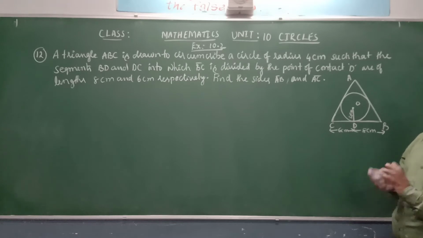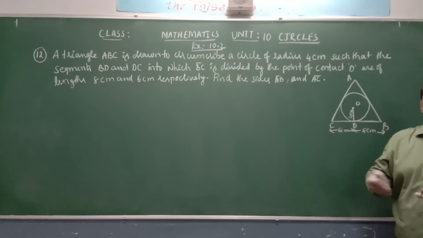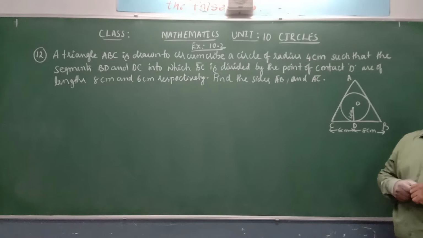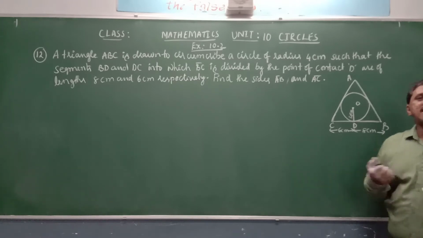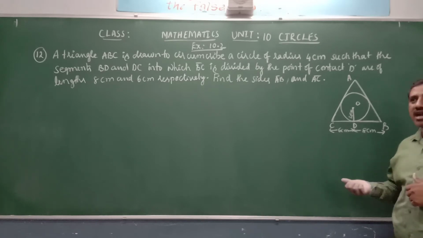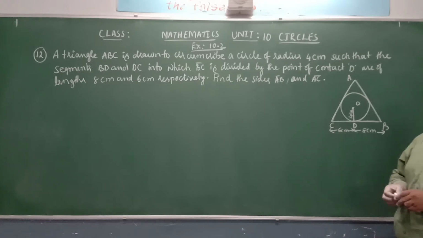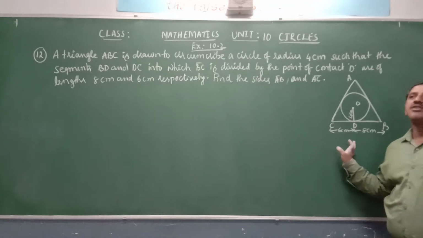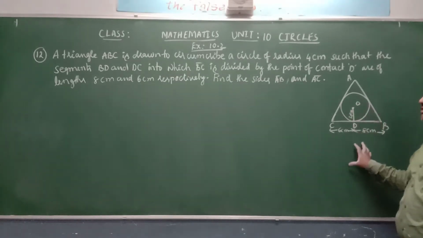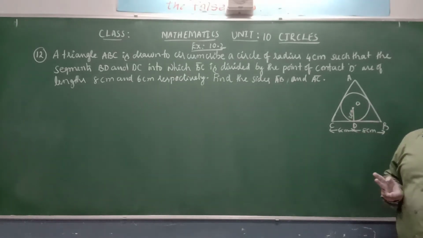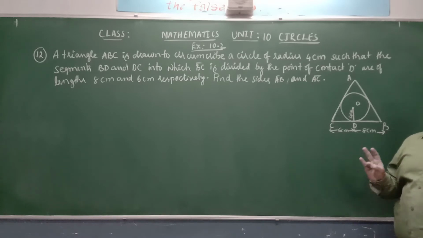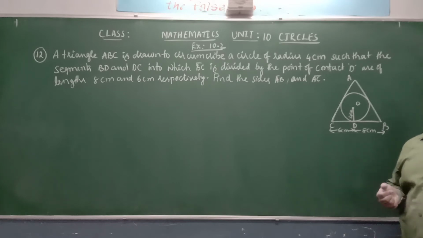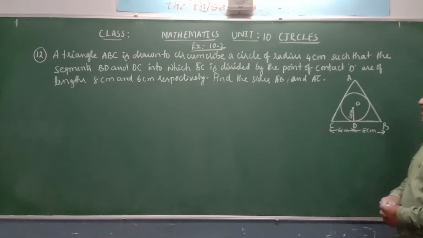Here we are using the concept of tangent to a circle, area of a triangle when we know the base and altitude, and area of a triangle when we know the three sides, that is Heron's formula. So we use three concepts to solve this. One, the tangent to a circle concept. Two, area of a triangle, half into base into height. Third, area of a triangle using Heron's formula. Then we can find the length of AB and AC.